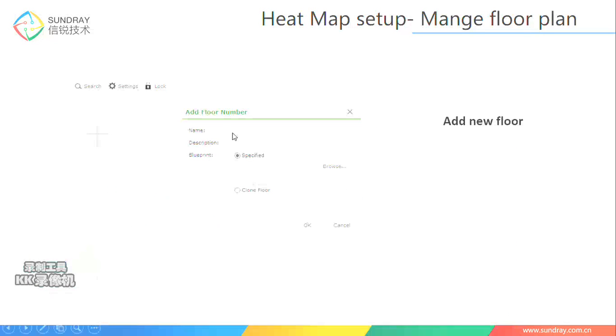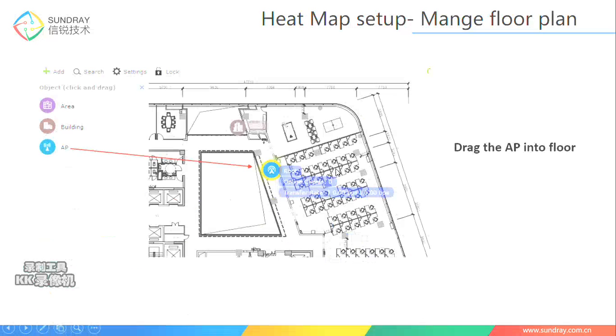Here we create a new floor and upload the floor plan. Then we can just drag the AP to the floor plan where it has been installed. We can set the AP to show the running status, like how many clients are connected, the channel, and the throughput. Okay, this is the AP status.